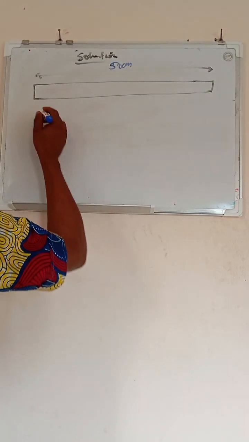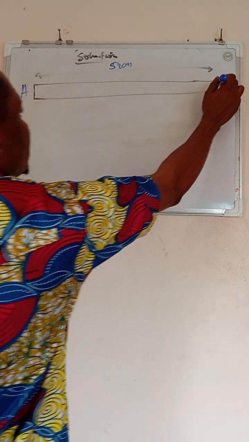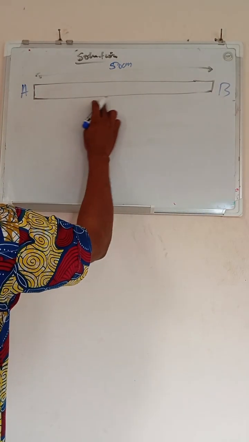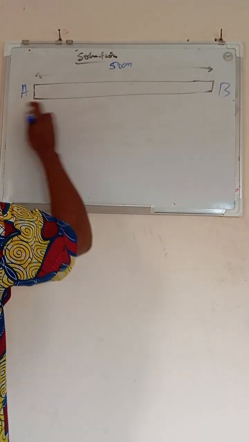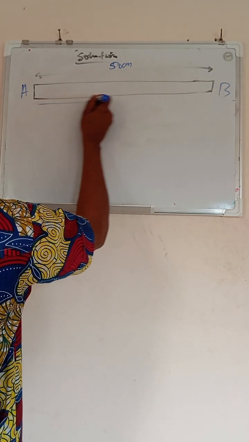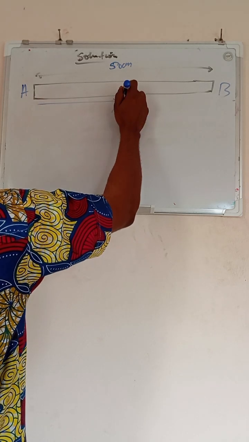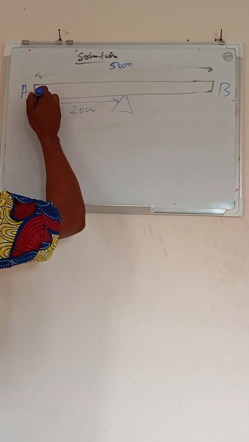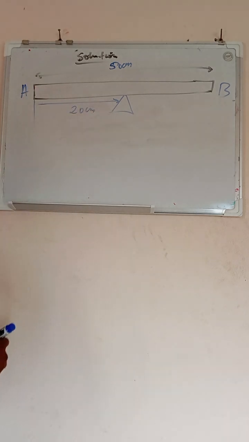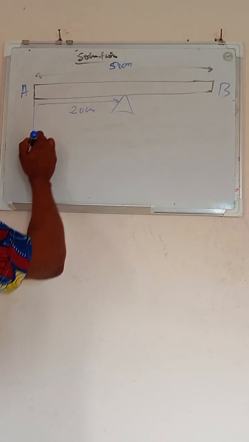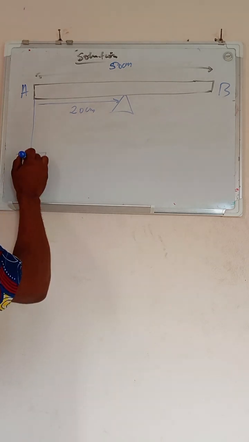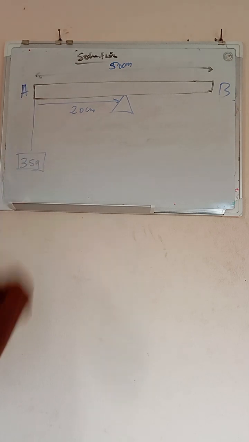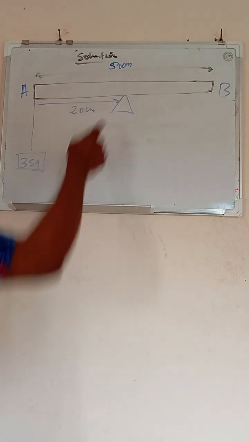If here is A, here is B, it was pivoted 20 cm from A. So from here to here, this is where it is pivoted, 20 cm. And a mass of 35 grams hangs at this point. Then the next question says, what is the mass of this rod?